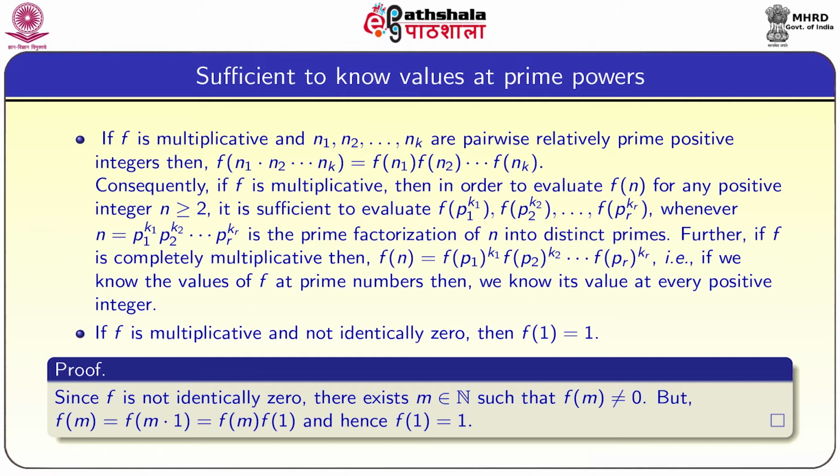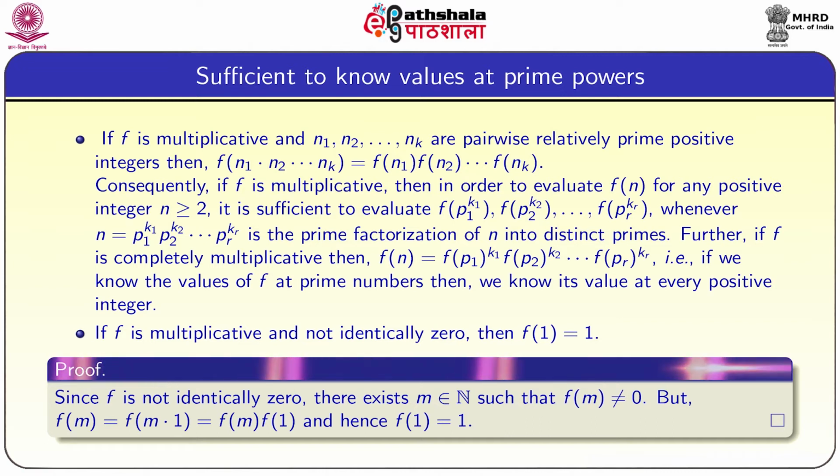That is, if you know the values of f at prime numbers, then we know the values at every positive integer. So, that is an advantage of completely multiplicative functions. It is sufficient to know just the value of f at primes only. Now we are going to give one result: if f is multiplicative but not identically 0, then f(1) is equal to 1.